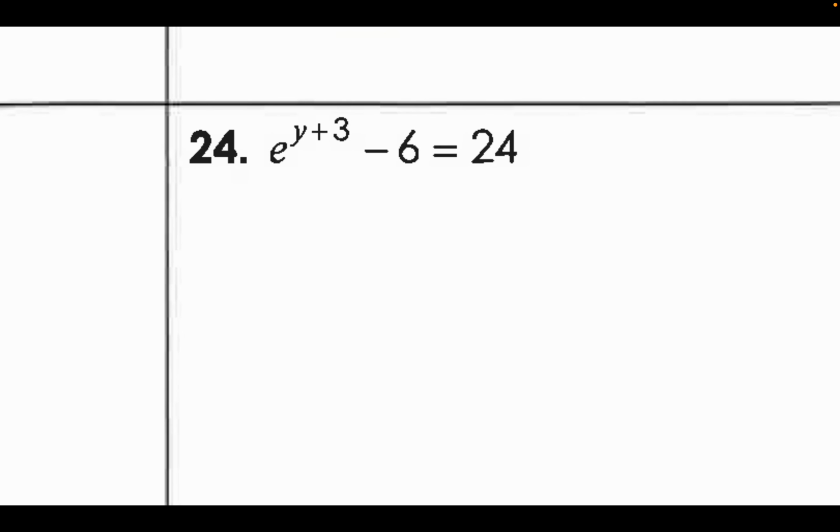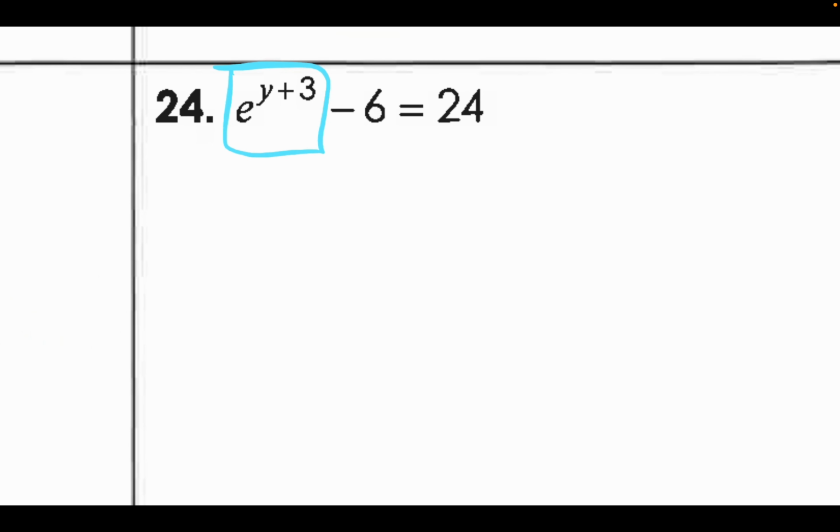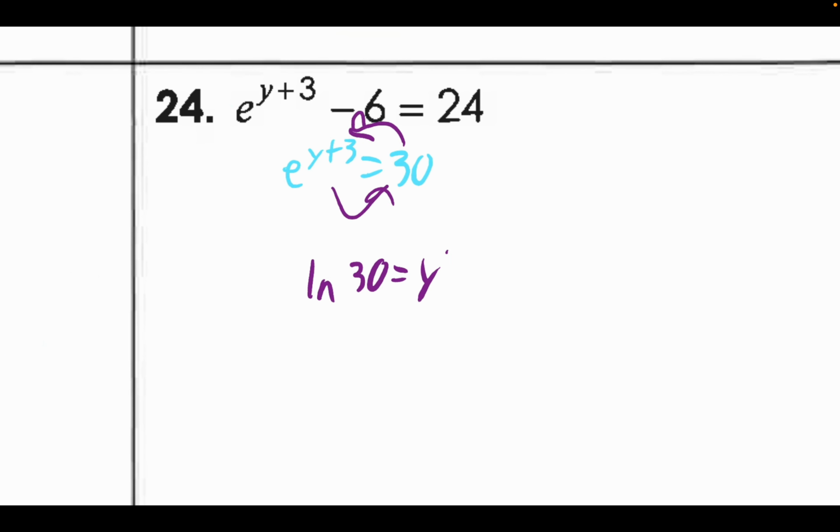So on number 24, we do the same thing, but this time we have to get e to the power y plus 3 by itself before we can convert it to a logarithm. We have to add 6 to both sides. e to the power y plus 3 equals 30. Now we convert to a natural log, or a logarithm that has base e. And so natural log of 30 equals y plus 3. And so our calculator tells us, hey, natural log of 30 is approximately 3.4012. And so if I subtract 3 from both sides, I end up getting y to be approximately 0.4012.